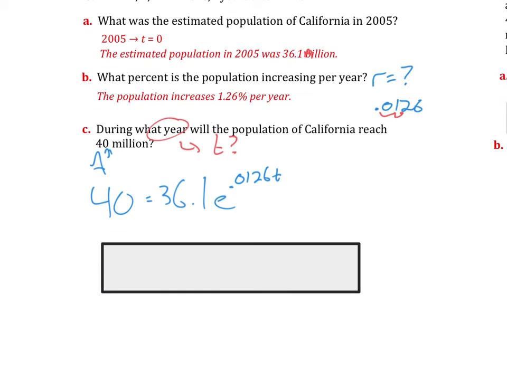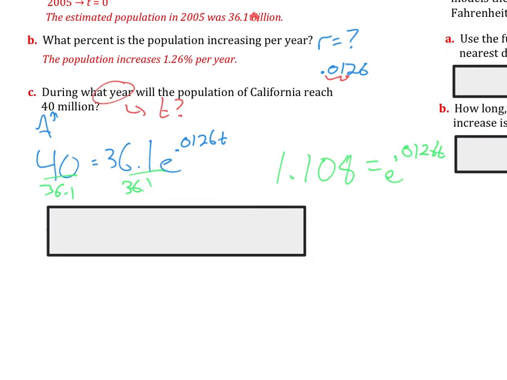So let me write that out. Sorry about the penmanship as always. So if we divide that out, we'll get 1.108, and I'm just rounding here, equals e to the power of 0.0126t. And as soon as you hit a point that you are stuck in exponential form, I can't really go any further. I've got that unknown value of t. Well, that's when I'm going to have to go from exponential form to logarithmic form.